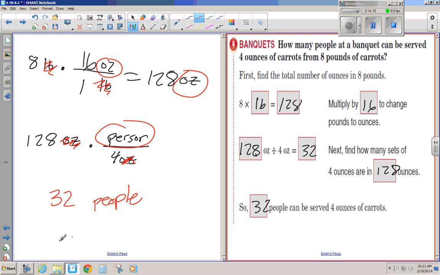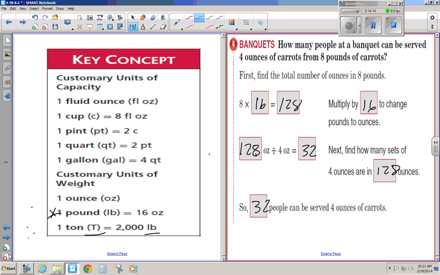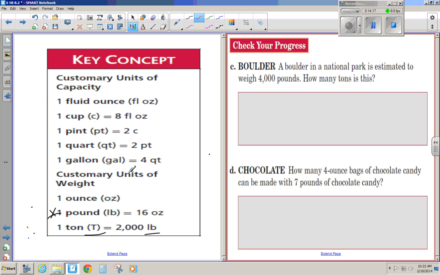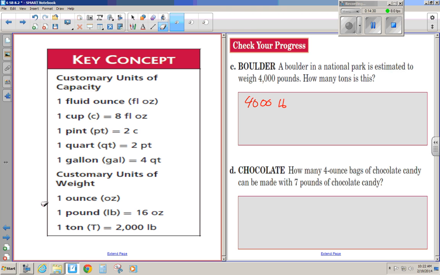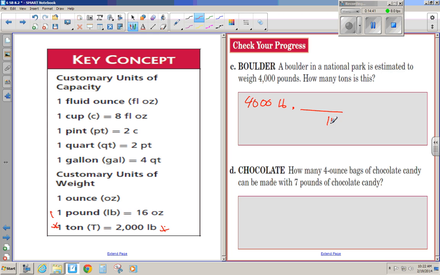All right, almost done. Rewind and rewatch if you need to see some of those examples. A boulder in a national park is estimated to weigh 4,000 pounds. How many tons is this? Well, let's start with 4,000 pounds. We have something that is pounds right here, tons and pounds. So my conversion factor divides by pounds, multiplies by tons: 1 ton, 2,000 pounds. 4,000 divided by 2,000 is 2 tons.